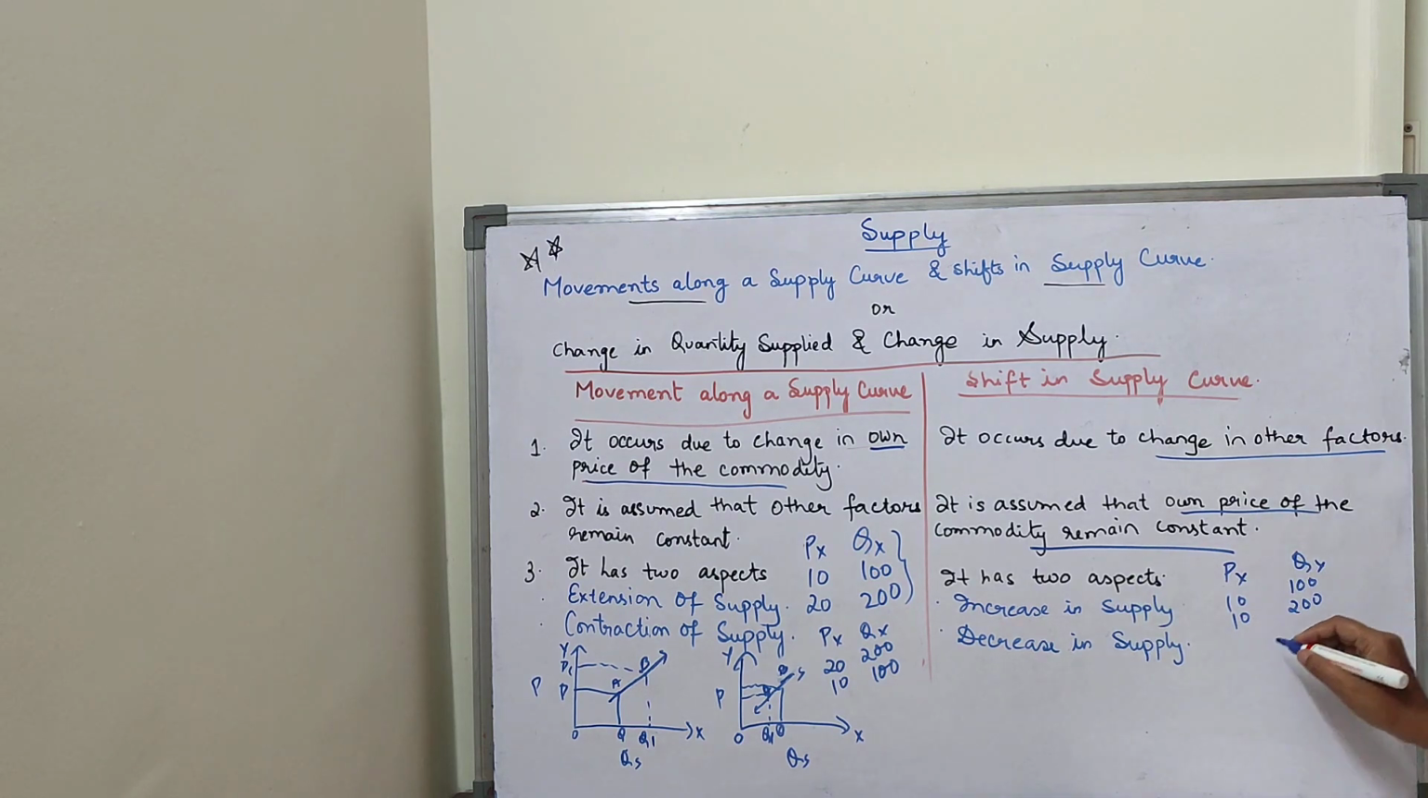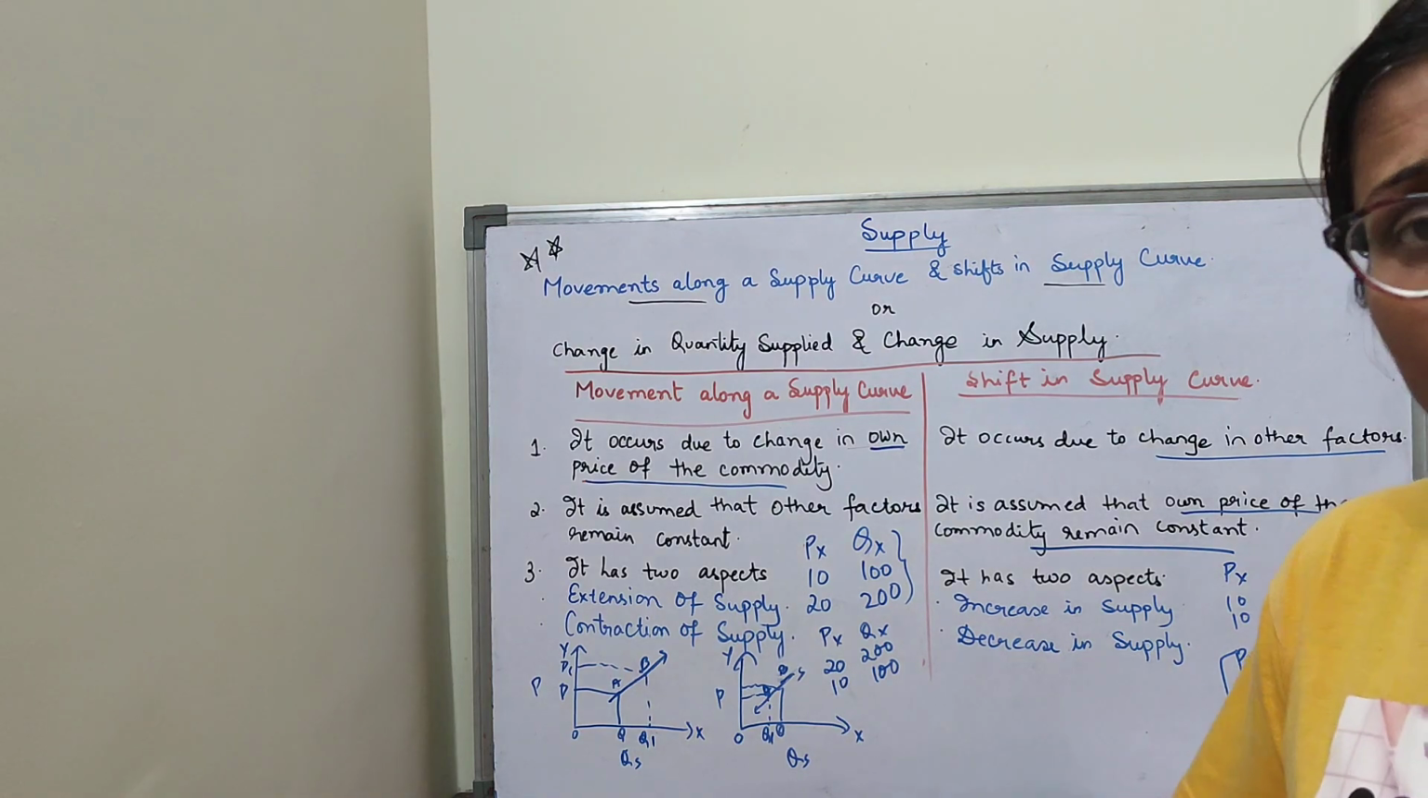Clear? Now here again I am taking price of the X commodity. Here again the price is the same, that means constant. My quantity supplied now decreases from 200 to 100. That means quantity supplied here decreases. So this is decrease in the supply due to the change in the other factors.